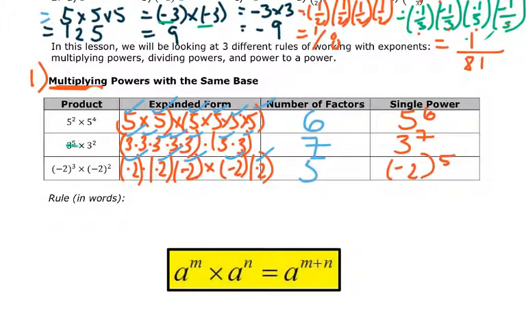Our exponents are 5 and 2. If we add those up, we get 7. Woohoo, it's working. Let's do another one. We are going to take the exponents 3 and 2, and when you add them up, they're going to make 5. Beautiful. So we have a rule.